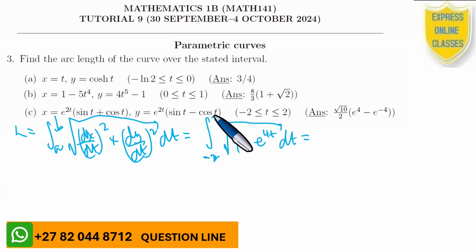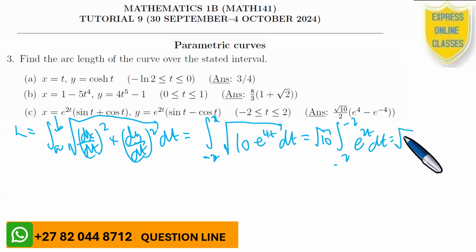So let us find this integral here. This will be the square root of 10, because the square root of 10 is a constant. Then you have the integral from minus 2 to 2 of the square root of e to the 4t, which is e to the 2t dt. The integral of e to the 2t would be e to the 2t over 2. Then you integrate from negative 2 to 2.